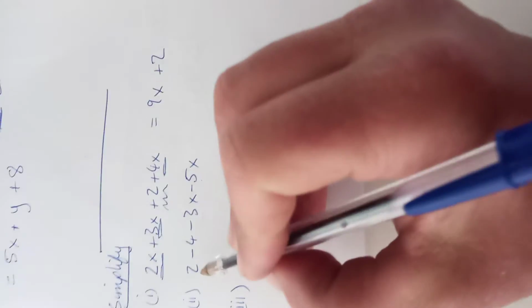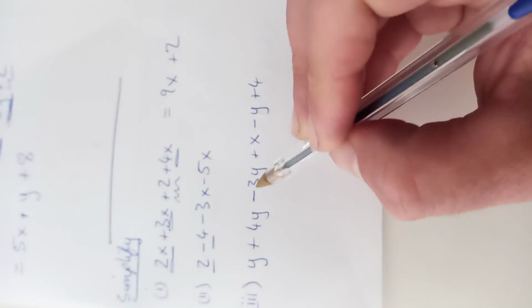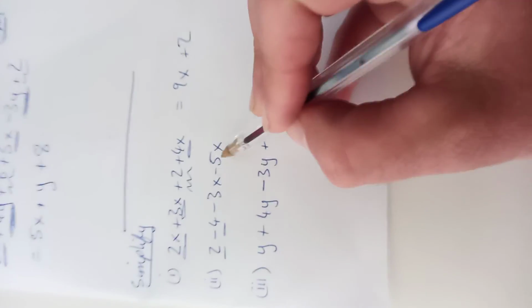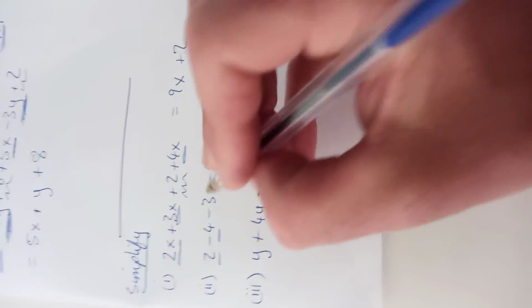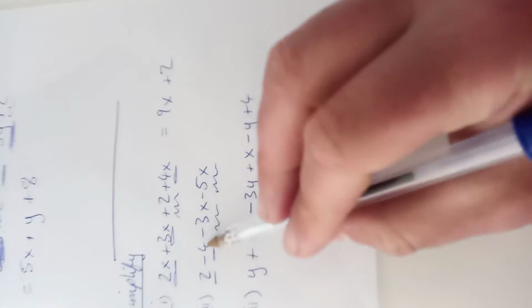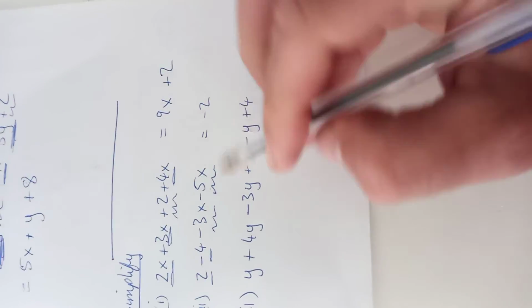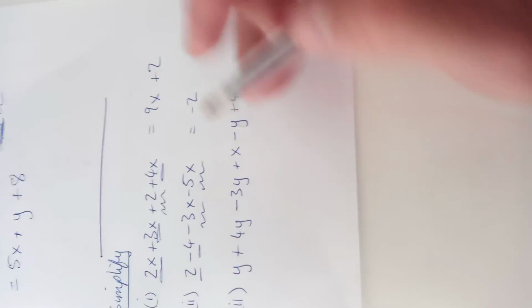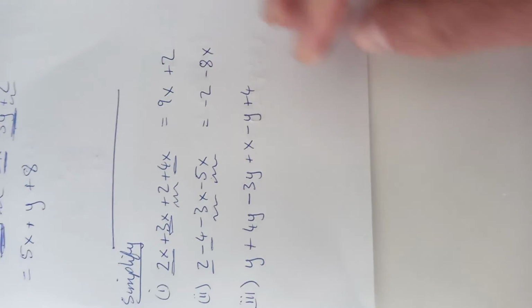Let's have a look at these. Well, they're like terms because they're numbers. These two have x's attached to them, and there's a hidden power of 1 there. So they're like terms as well. So I have 2 minus 4, which is minus 2, and minus 3x minus 5x is minus 8x.